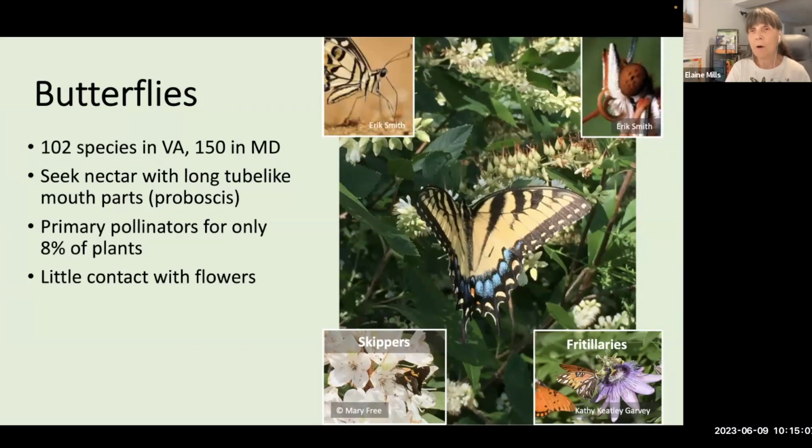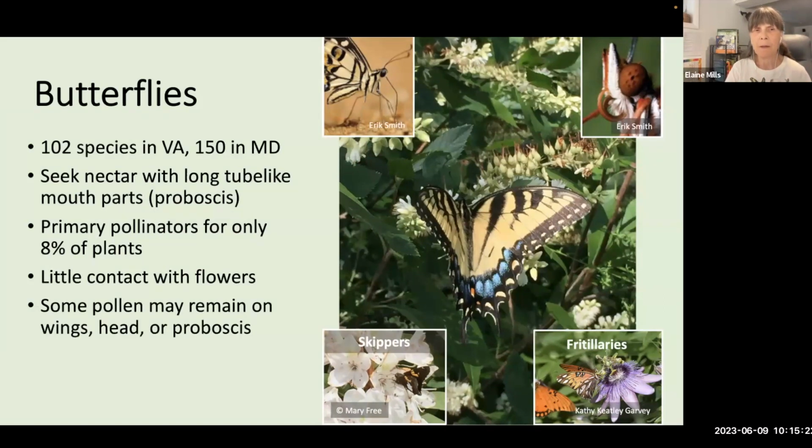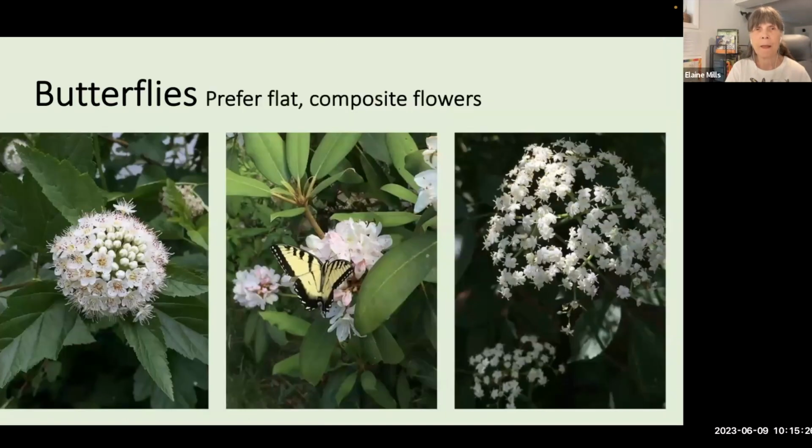And although they are poster children as pollinators, they are really the primary pollinators for only about 8% of plants. This is because they have relatively little contact with the flowers standing up on their long legs. But some pollen may remain on their wings, head, or the proboscis.